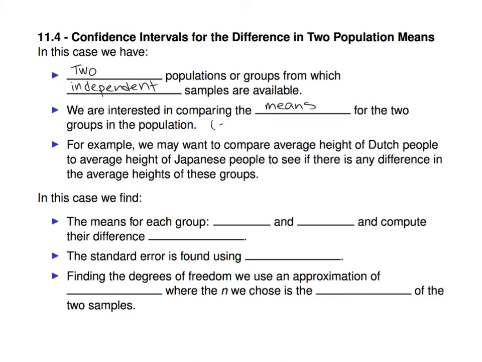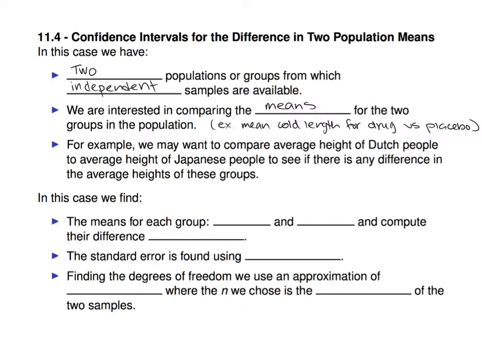We're interested in comparing the means for these two groups of populations. One example might be the mean cold length for a drug group versus a placebo group. Another example might be we want to compare the average height of Dutch people to the average height of Japanese people and see if there's any difference in the average heights of these groups.